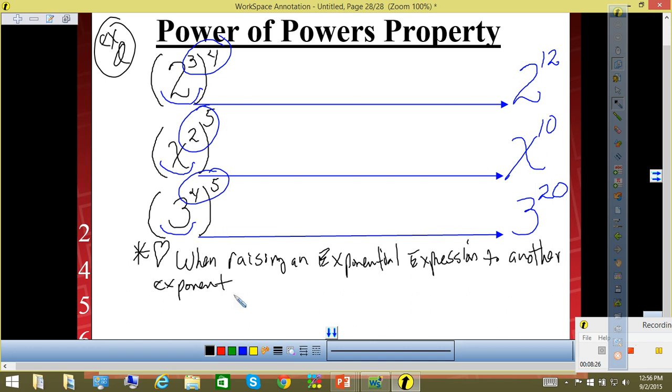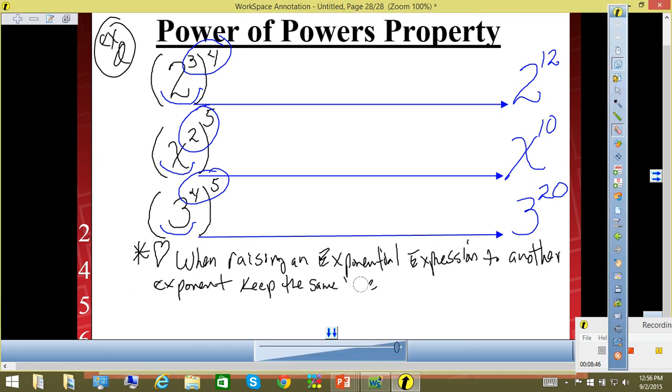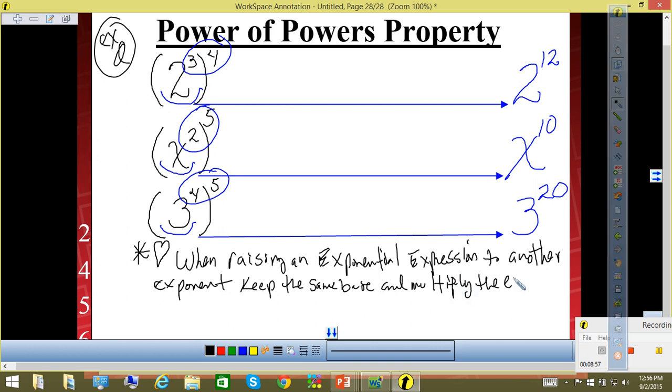Okay, this is where you're going to help me finish. What was the rule? Keep the base and multiply the exponent? Keep the same base and multiply the exponents. Bam! Pretty good. Oh, right underneath 10Q.